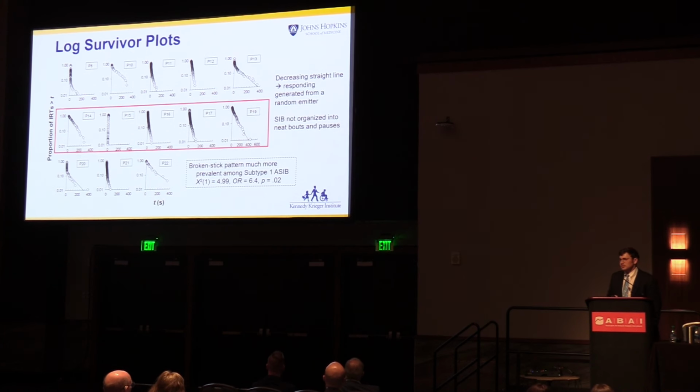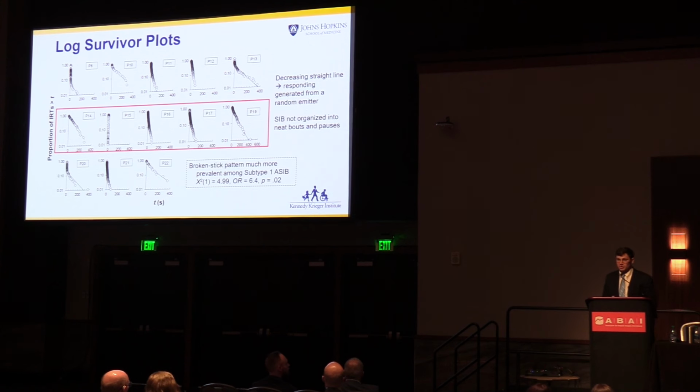So this tells us subtype 2 SIB does not appear to be organized into clean bounds and pauses. In fact, you can look in this log survivor across no interaction and twin plate conditions. This kind of log survivor plot, broken stick pattern, is about 6.5 times more likely to be observed in subtype 1 SIB than subtype 2 SIB. This also suggests that subtype 2 SIB isn't probably described by a double exponential or bi-exponential distribution of IRTs. It's probably just a single exponential distribution of IRTs better describes these data.